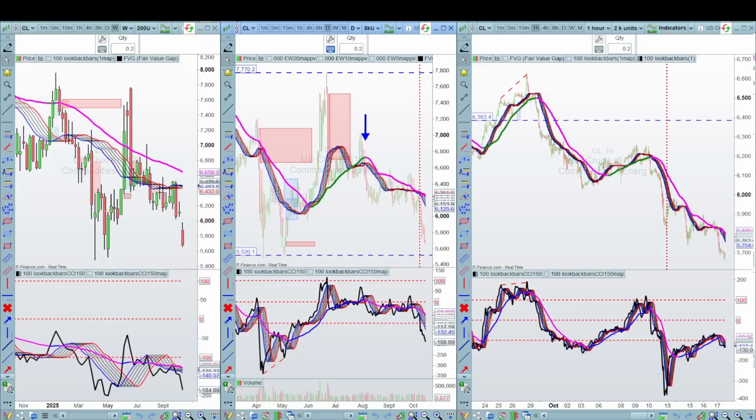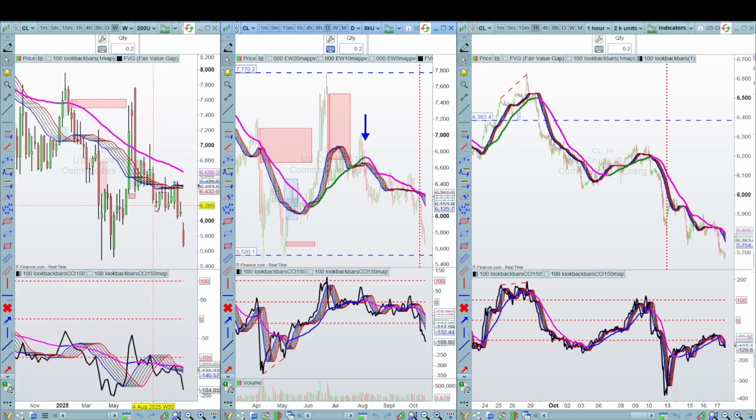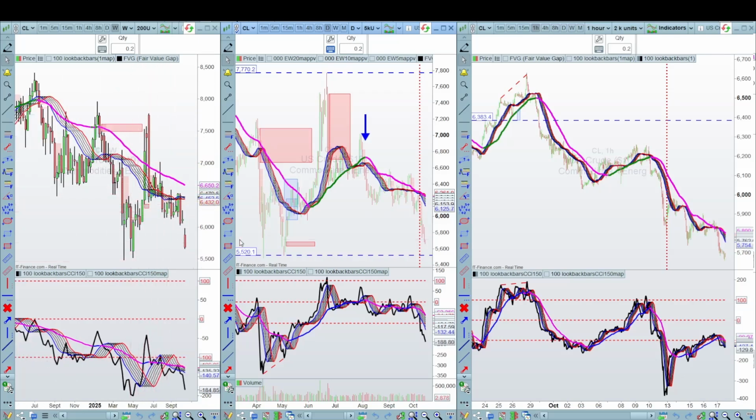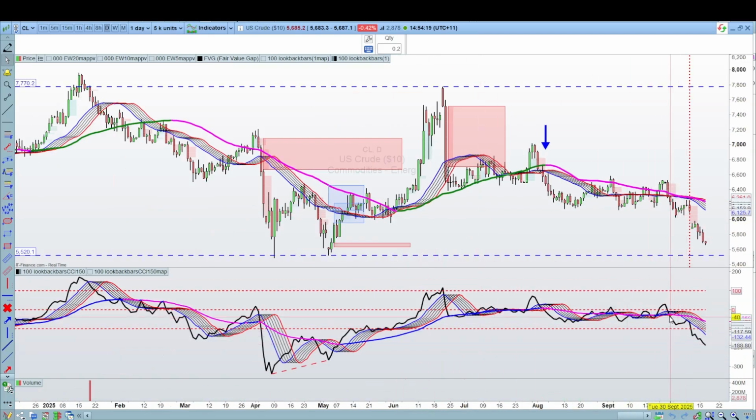So looking at US crude first, on the weekly, the price is below the moving averages, and so is the CCI, giving us a bearish momentum. So bearish on the weekly, there's no divergence that I can see there. On the daily, that's also bearish with the CCI below the moving averages, and so is the price. And that's also a bearish divergence.